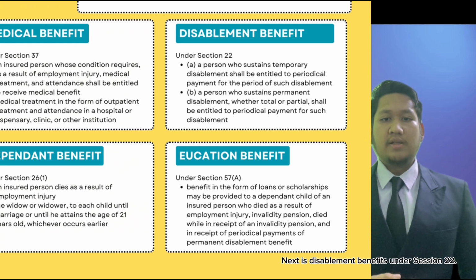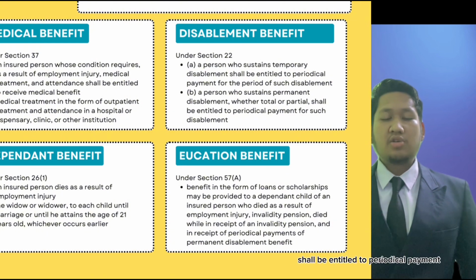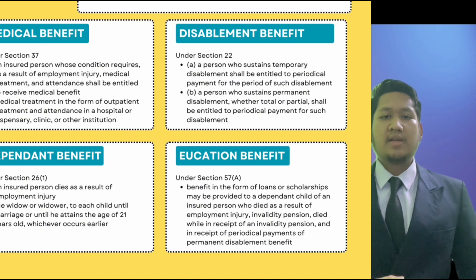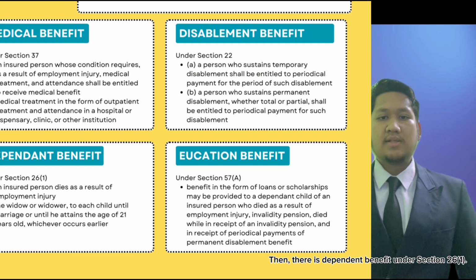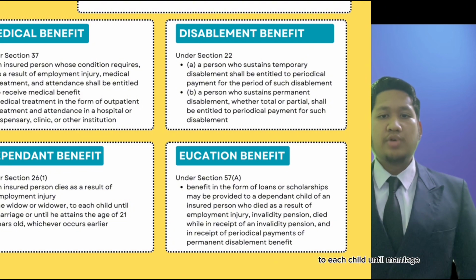Next is disablement benefit under Section 22. It is for employees who have temporary or permanent disablement, whether total or partial, and shall be entitled to periodical payment for such disablement. Then there is dependent benefit under Section 36(1). If a person dies as a result of employment injury, the benefits will cover the widow or widower and each child until marriage or until he attains the age of 21 years old, whichever occurs earlier.